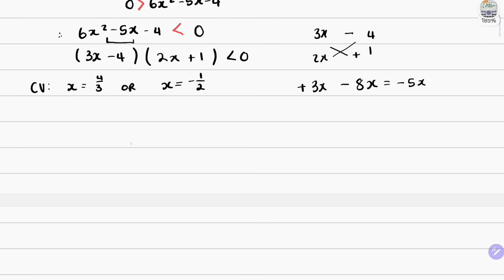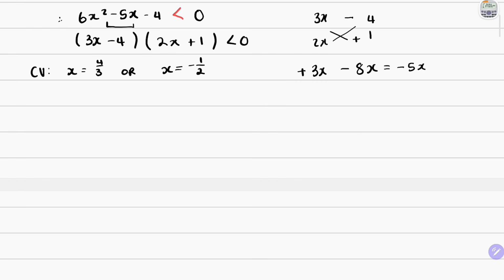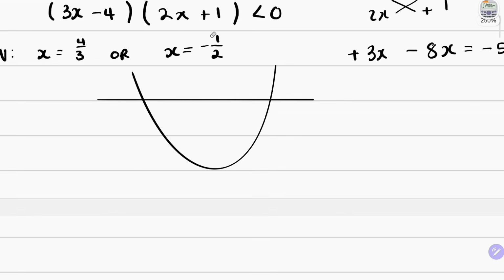And now to solve for x, we are going to draw our parabola. So our parabola, seen from this, is a concave up parabola because the value of a is greater than 0. So our parabola would look like this. And now we know where our critical values are as well. Our critical values are negative 1 over 2, so that goes here, and 4 over 3.